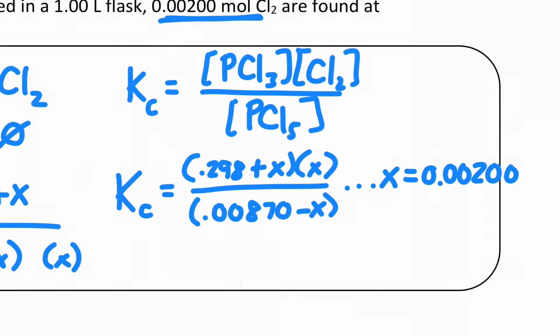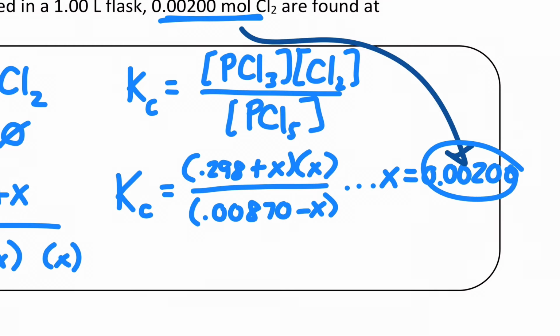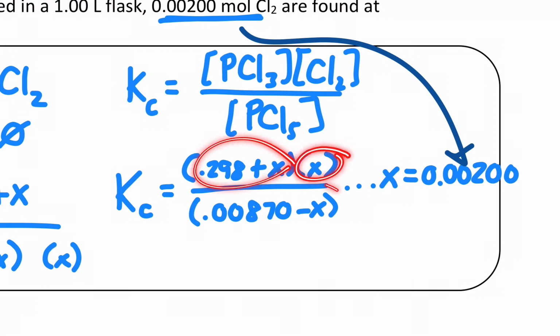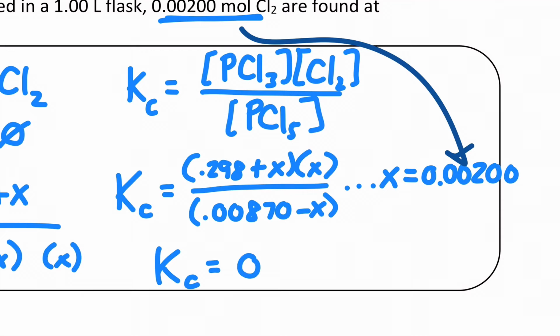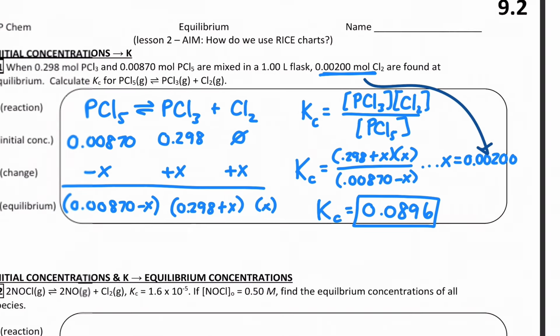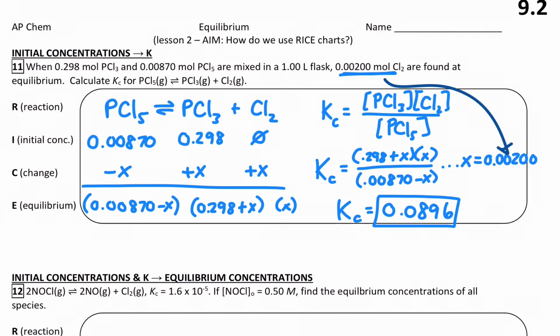200 because they just told me that. So I simply have to plug this value of x into all these different expressions and do the math. We can do that separately on your calculator. When you do that, you get 0.0896.